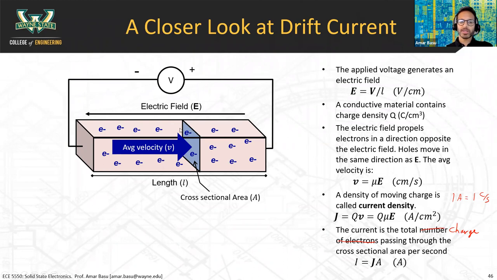So imagine drawing a cross-sectional area like this, okay? The current is, imagine these electrons just passing through this cross-sectional area. So when I think about current, I like to think about counting up how much charge is passing through that plane. That is the current. And that's equal to the current density, which has units amps per centimeter squared. And if you multiply current density by the cross-sectional area, basically the area of this plane here, that will give you the current. And that is something we can physically measure with an ammeter.